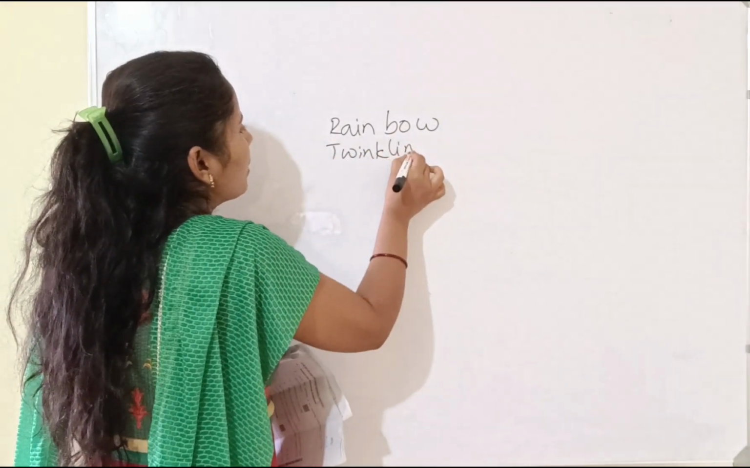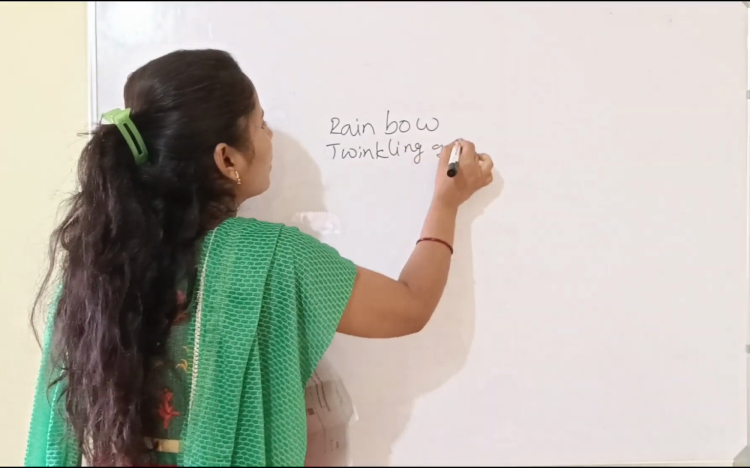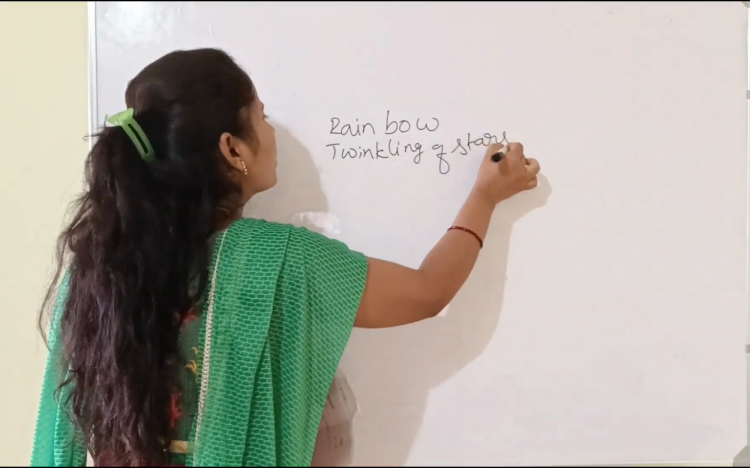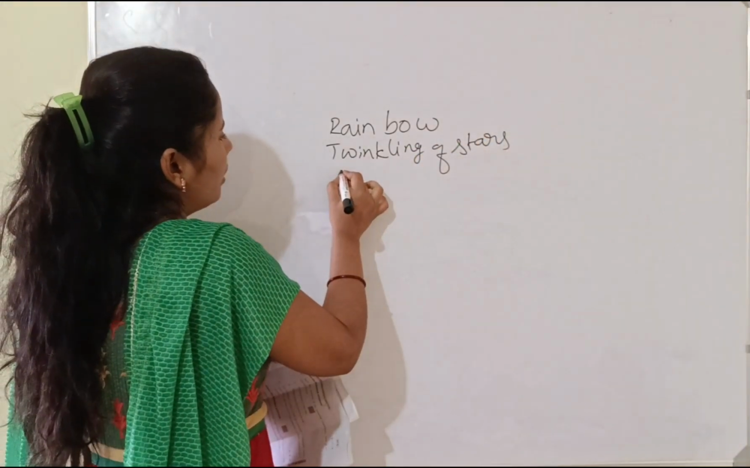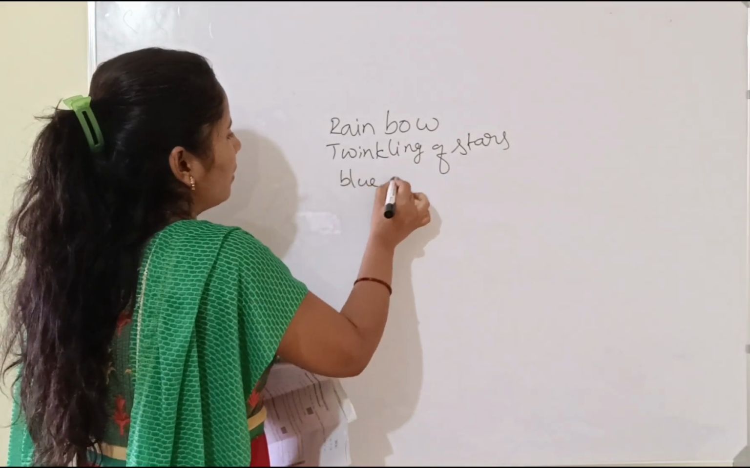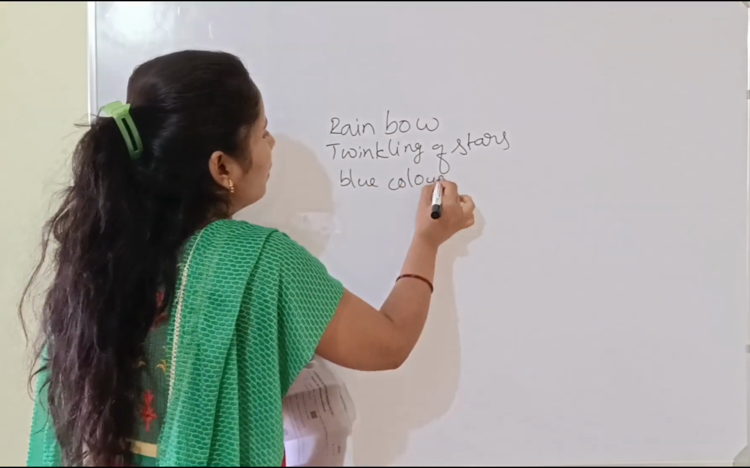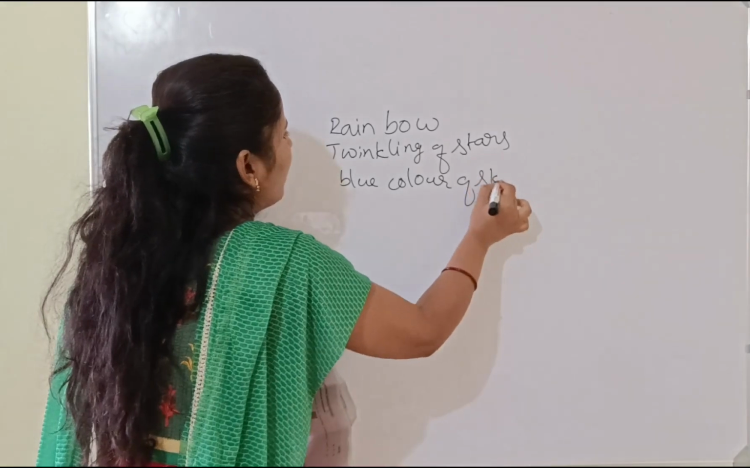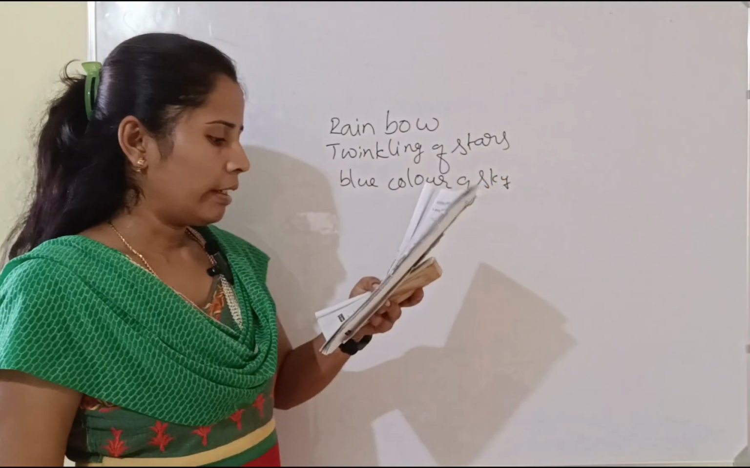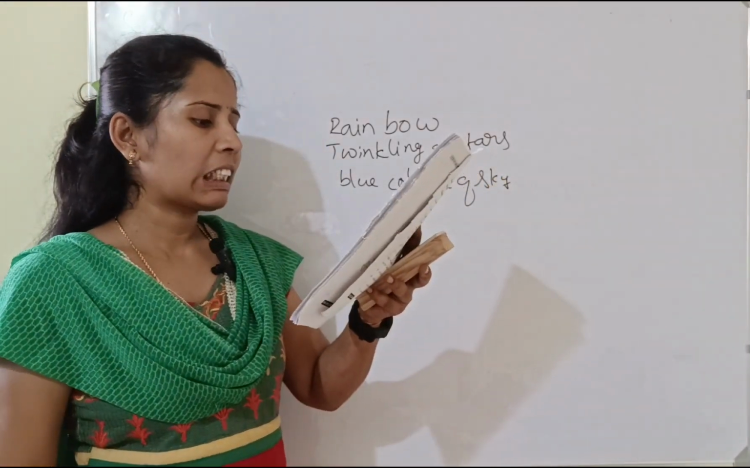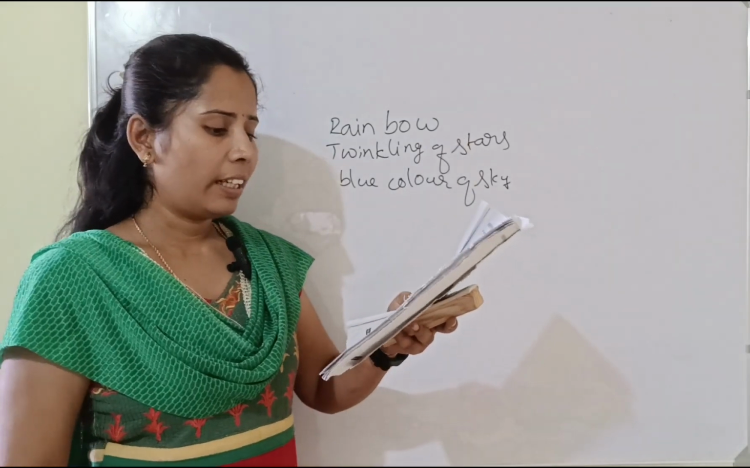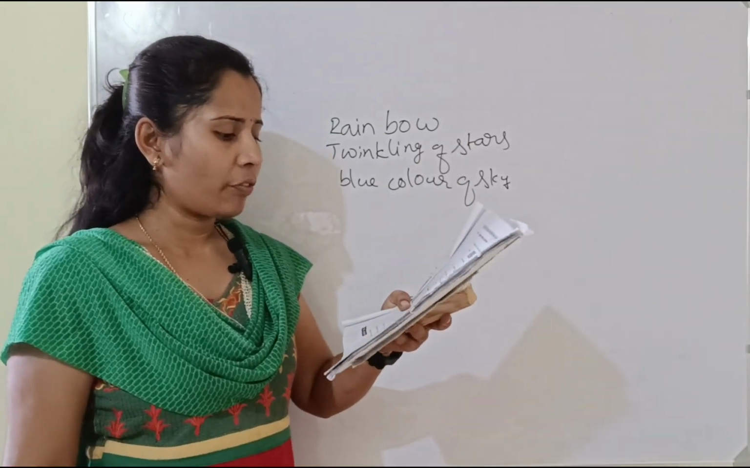twinkling of stars, blue color of sky. So these are the phenomena that occur due to the refraction of light. So there is the optional question for the sixth one.